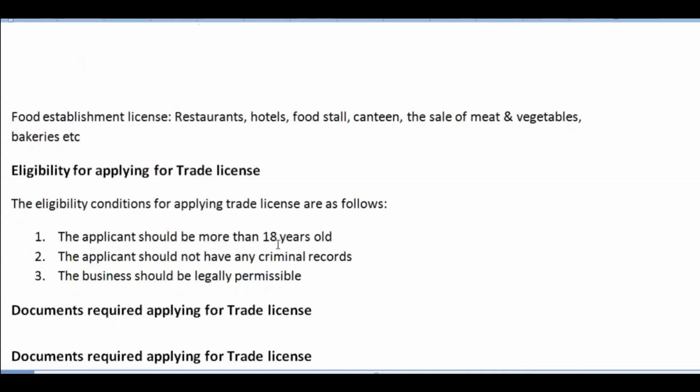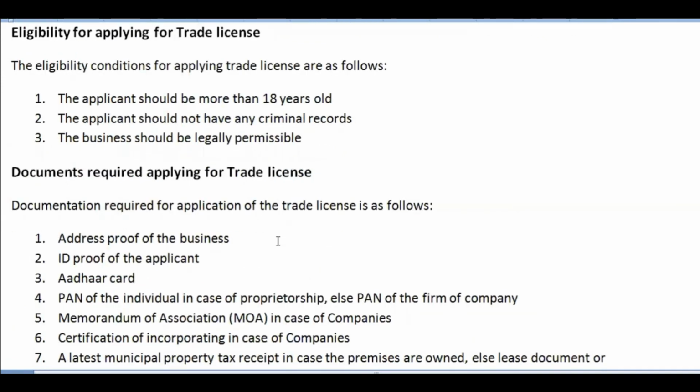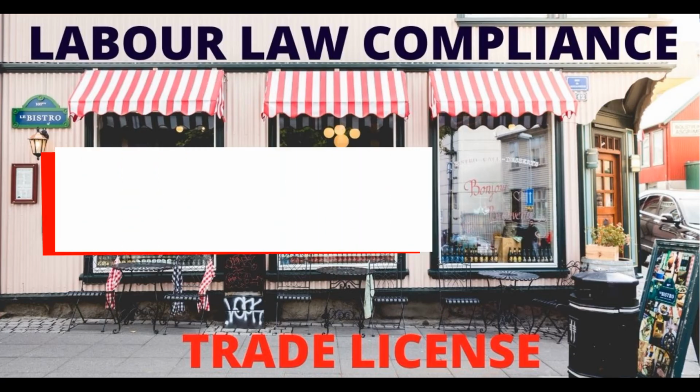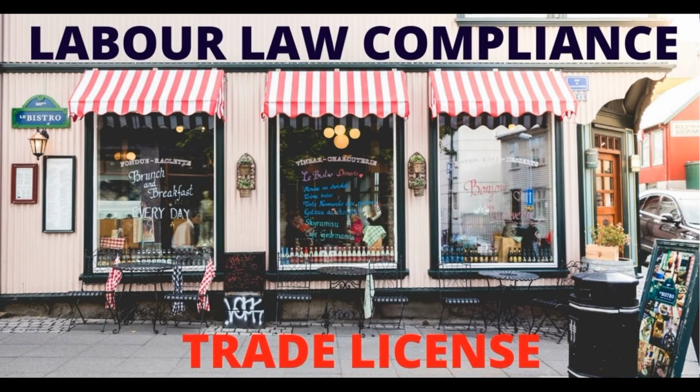Eligibility for applying for the trade license: who can apply for that? Every person who is above the age of 18 years, an adult, can apply for it. He or she should not have any criminal records. And the business which he wants to do should be legally permissible.